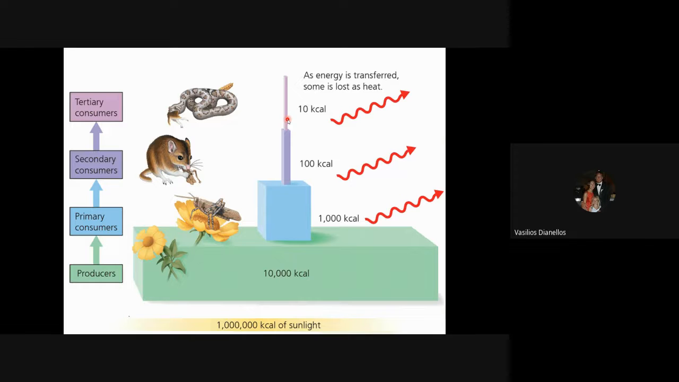And this, to bring you back to that earlier slide, is why we don't usually have very many top-level predators, and also why you very rarely get past tertiary consumers, much less quaternary consumers, because there's just not enough energy to support that, because the higher you go, the less energy is available.